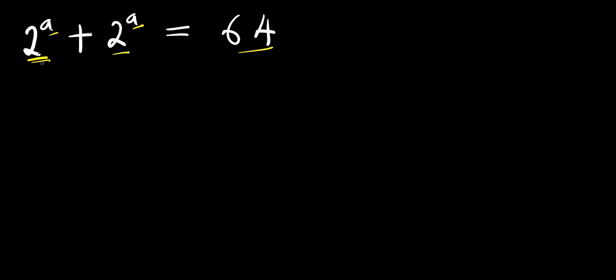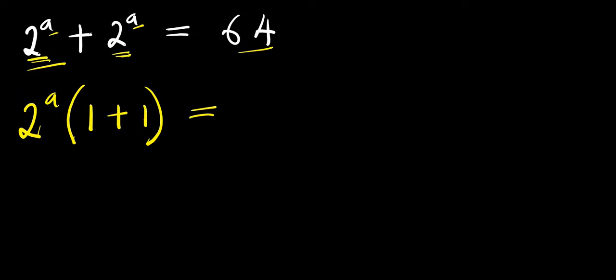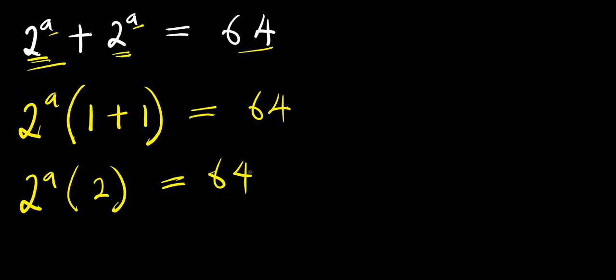Let's factor out 2 power a because it appears in two places. So we have 2 power a times this divides 2 power a. We have 1 plus 2 power a divides 2 power a. We also have 1. And this equals 64. So the next step will be to add what we have inside this bracket. So we have 2 power a times this is 2, and this equals 64.